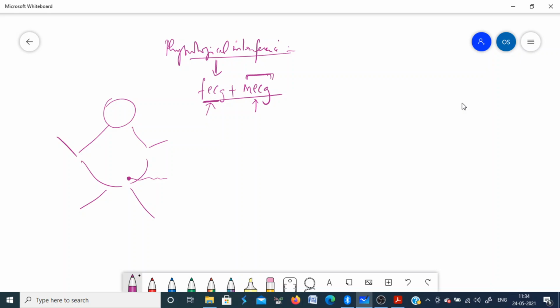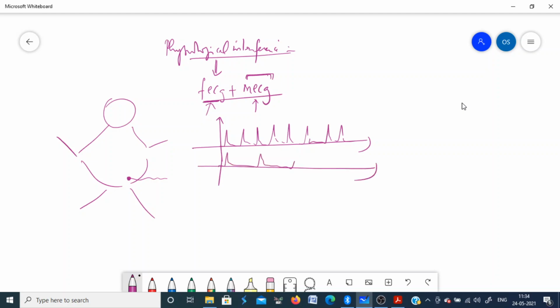The heart rate of the fetal ECG is generally high, so you will get more beats. Let us suppose this is a fetal ECG signal, and correspondingly you have the maternal ECG. You cannot directly see it, because the signal that you acquired is basically a mixture of these.